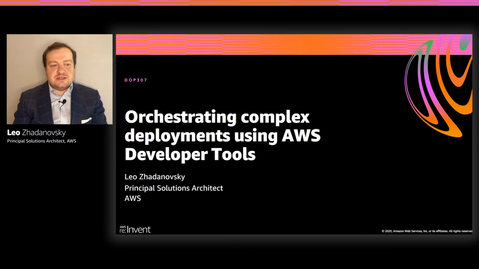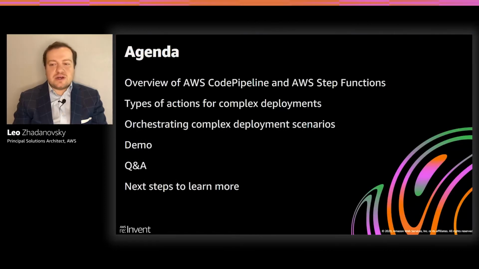I'm going to be talking to you today about orchestrating complex deployments using AWS Developer Tools. Specifically, we're going to talk about what AWS CodePipeline is and what AWS Step Functions is, and how these two services can work together to help you orchestrate complex deployments. So we'll talk about different scenarios for orchestrating such deployments, and we'll do a live demo of one such scenario, then we'll do some Q&A, and we'll talk about next steps if you want to learn more.